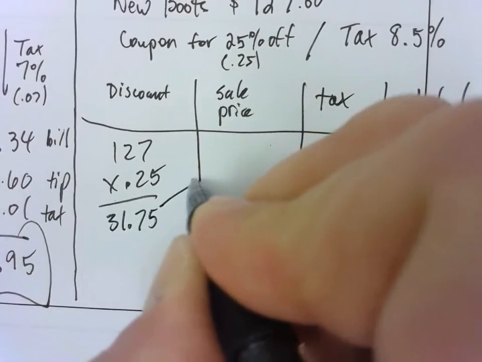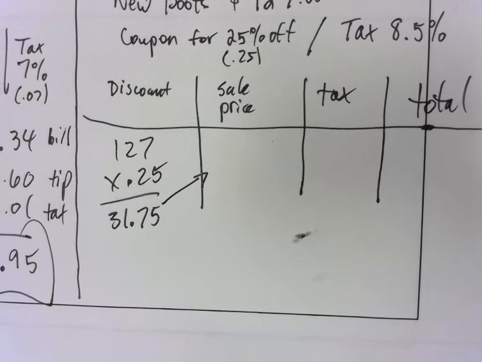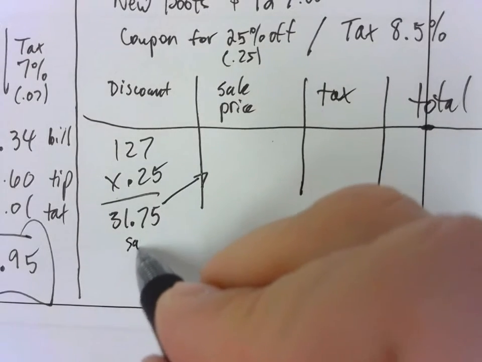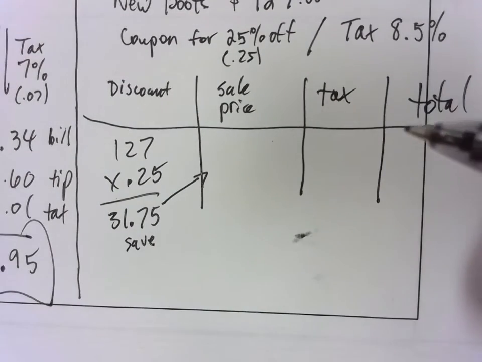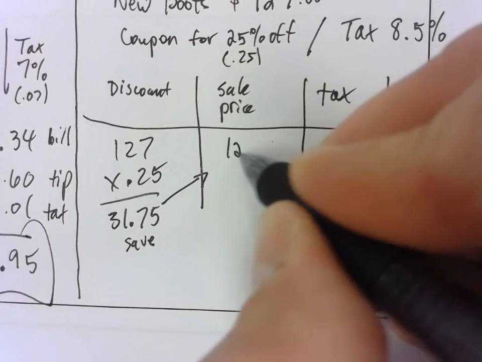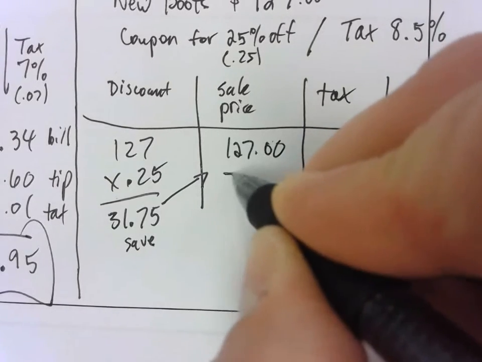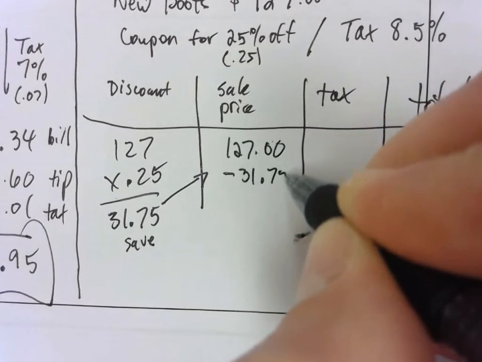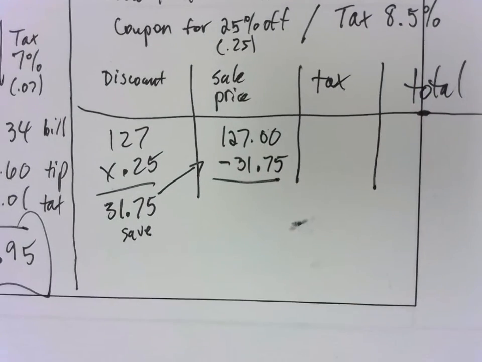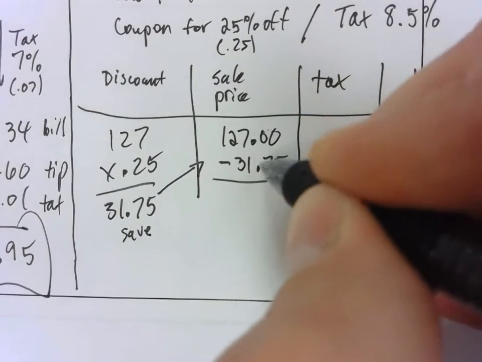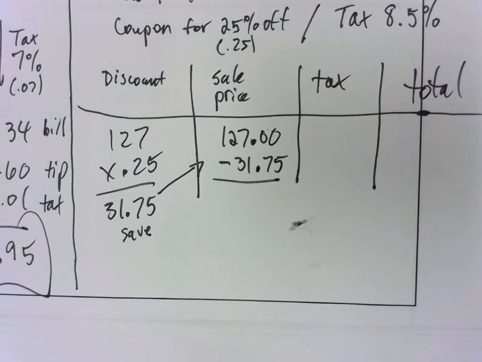All right, now I'm going to carry this over to the next column over here. That's how much money I'm going to save. Okay, I'm going to save $31.75 off my boots because that's a discount. So I'm going to do 127 minus $31.75. Again, if you had to do it by hand, you'd want to set it up like that. Make sure you had your decimals in line. Add your 2 zeros onto the end of that.